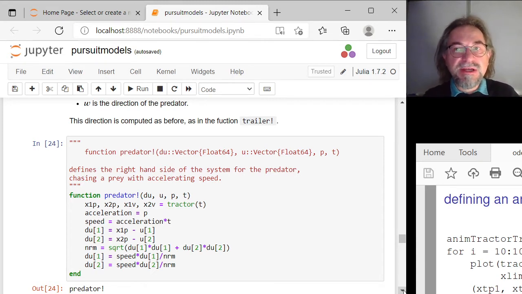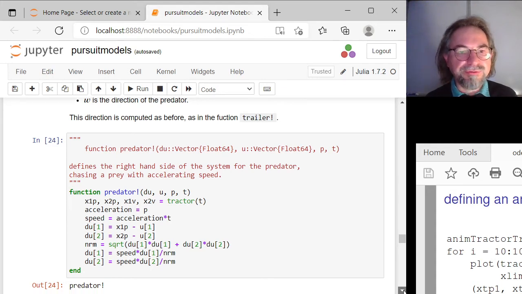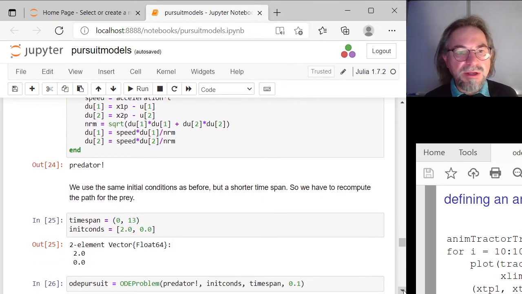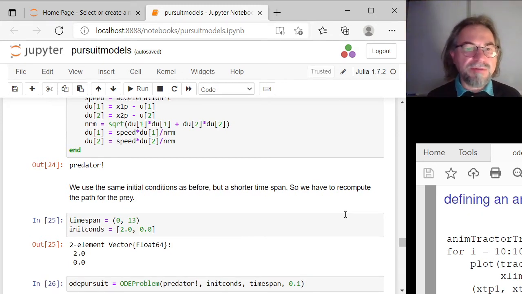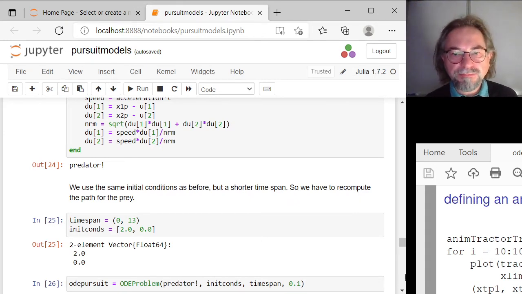In some sense it's a simpler model than the tractrix, but with the tractrix there is less that can go wrong because of the fixed connection between predator and prey, between tractor and trailer. Here there will be more interesting trajectories following. So I use the same initial conditions but a shorter time span. So let's set up the problem.